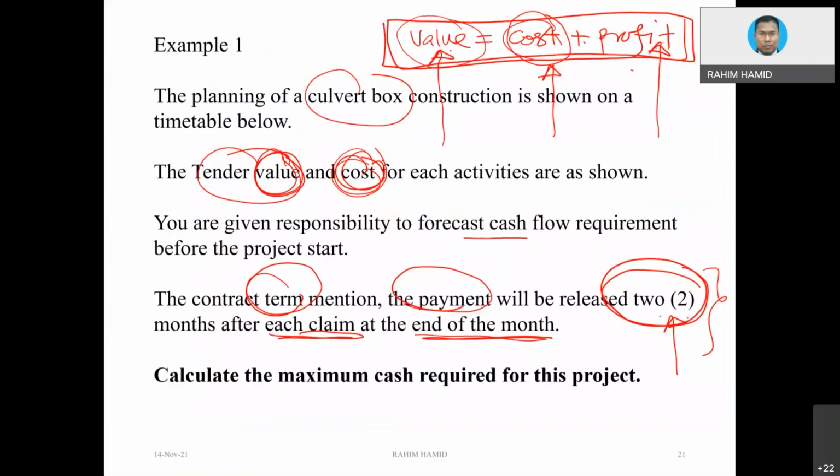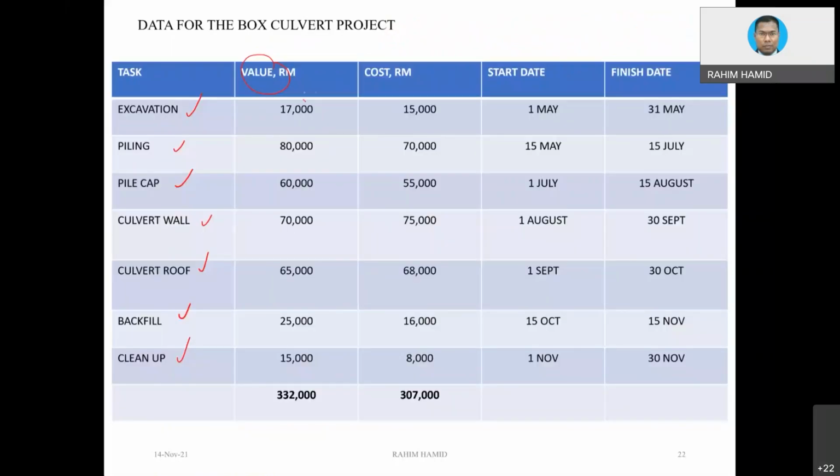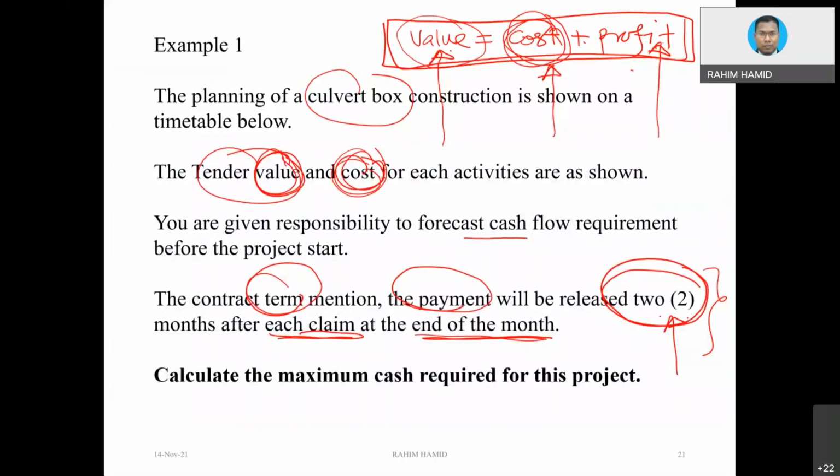So in this example, the value is 17,000 to do the excavation work, whereas the cost is 15,000. So that is basically the logic. You are making around 2,000 ringgit of profit for the excavation work. That is what normally would be the distribution, the differences between value and the cost. Normally the cost would be less than the value, because when you add the cost with the profit, only then will it form the value.